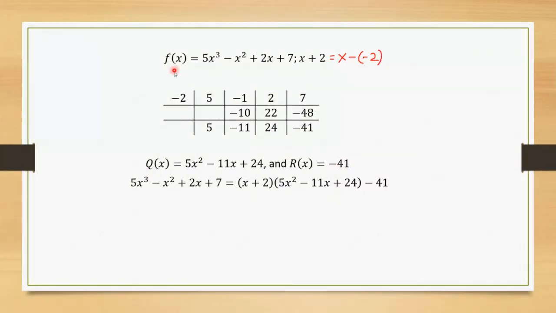So we have our f, right? That's here, is x plus 2. For this, I wrote it as x minus negative 2. We can put it as x plus 2 here, times the quotient, plus the remainder. Negative 41, I just wrote it as minus 41. So that's what we get here. All right.